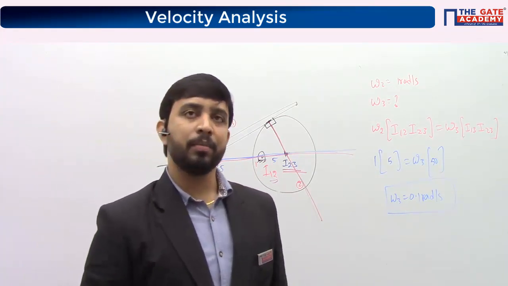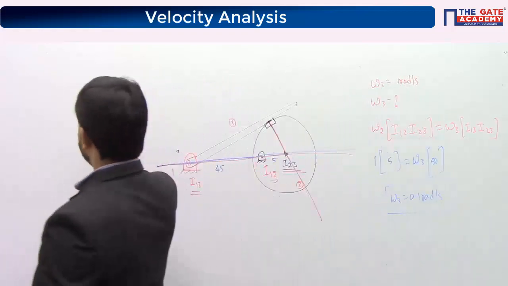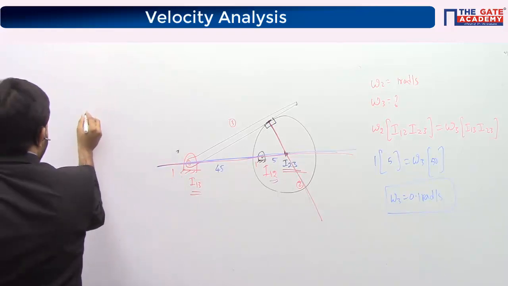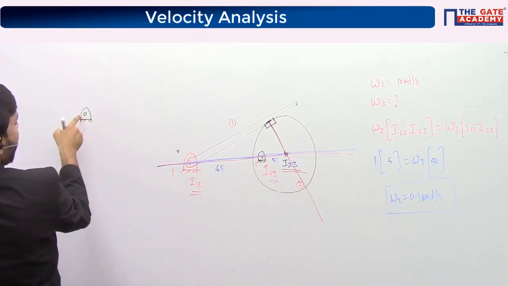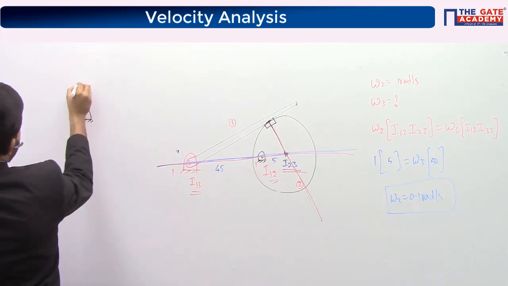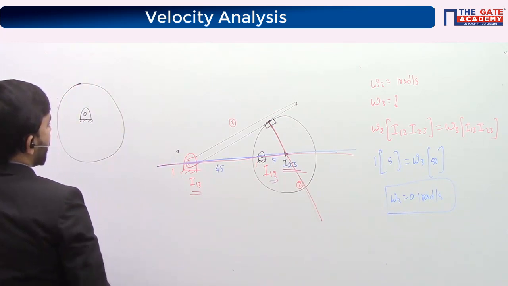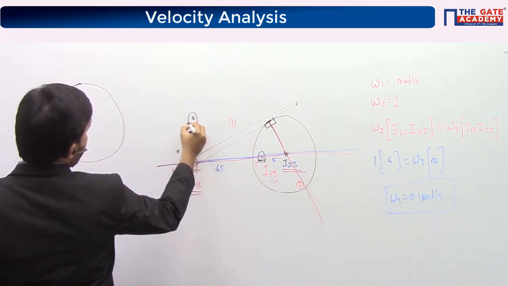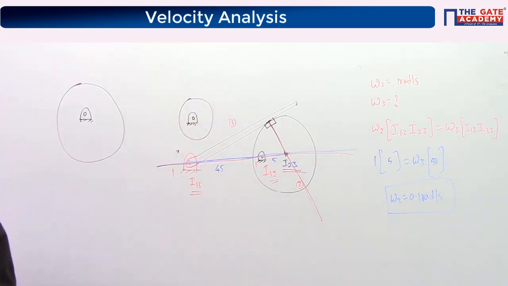Try to solve this problem. So I'm taking two pulleys. This is a bearing. In this bearing I have this shaft. On this shaft I mounted one pulley. Here I'm considering one more bearing, and on this shaft I am mounting one more pulley.